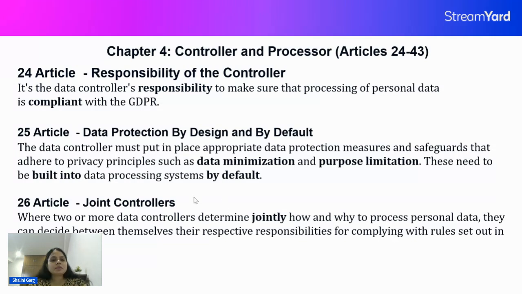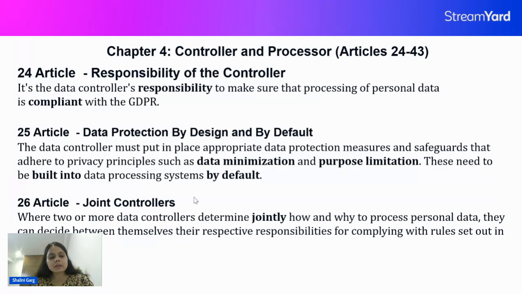Moving towards Article 26, which is joint controllers. Controller, we already understood, is the person who determines the means and purpose of the data processing. Now, what is a joint controller? When there is more than one controller, it can be understood very easily by the term: joint controllers are two or more controllers. So when multiple controllers are determining the purpose and methods of processing data, they are considered joint controllers.